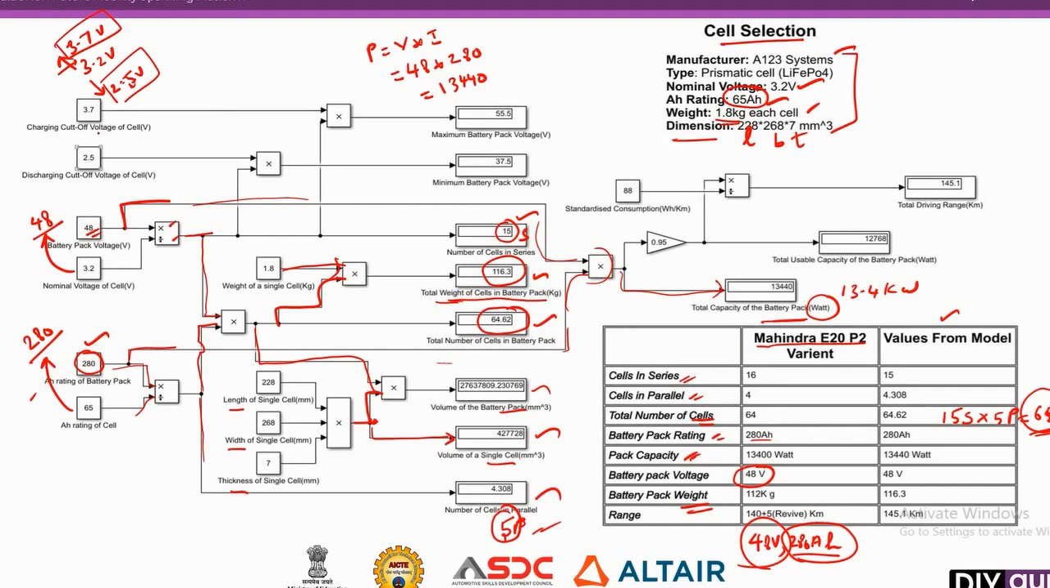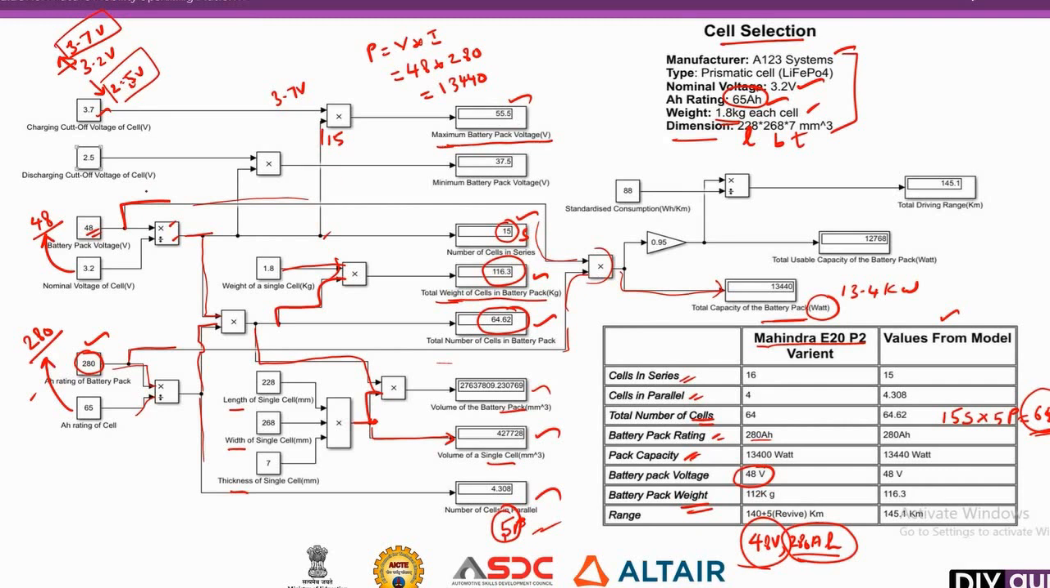So I multiply this 3.7 with the total number of cells in series. Why series alone? Because the voltage increases only when the cells are connected in series. So we are considering only the cells in series. This is 3.7 volts multiplied by the total number of cells connected in series. So I am getting the value of 55.5, which is nothing but the maximum battery pack voltage. This voltage cannot go above 55.5. You cannot charge above 55.5 volt.